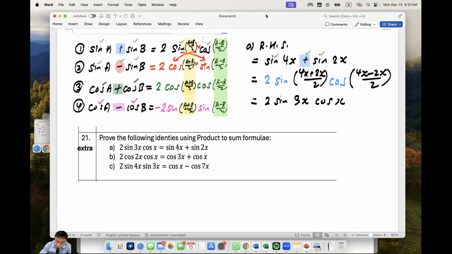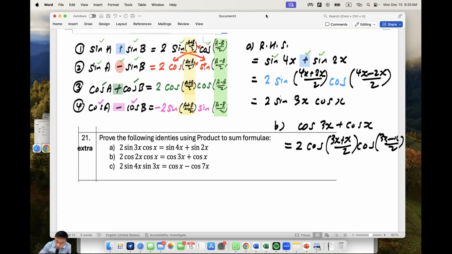Right? Then we do the same for B and C. The B is cosine 3x plus cosine x, right? So we have 2 cos, which is 3x plus x divided by 2, and 3x minus x divided by 2. So we get 2 cosine 2x and cosine x. Is it right?